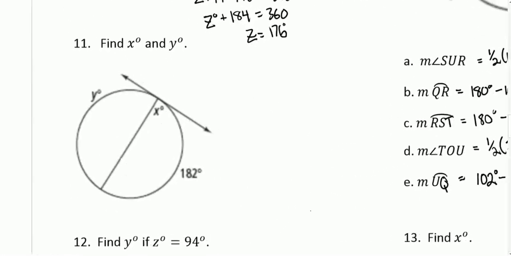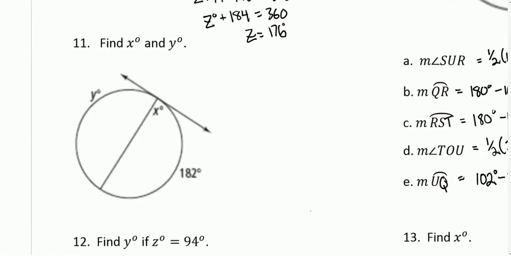Number 11, we're looking for angle X and measure of angle Y. So X is going to be 1/2 of 182, which is 91 degrees. Write that in. Here's 91.